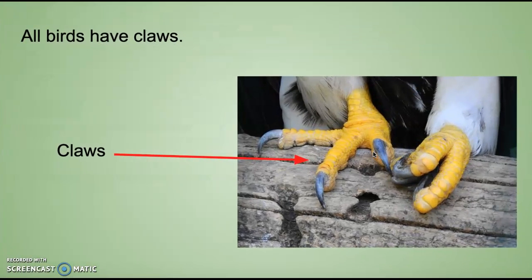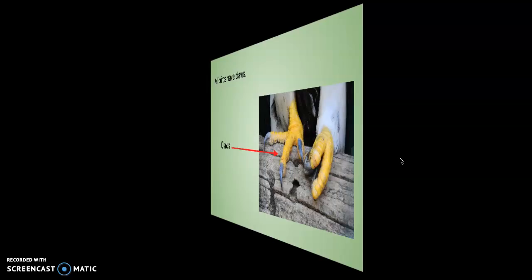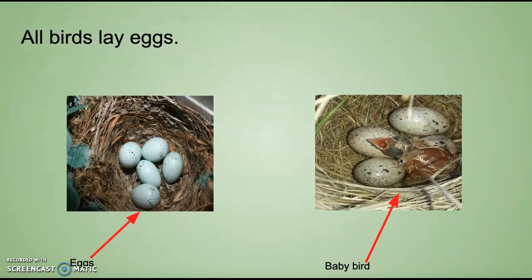All birds have claws. Birds use their claws for protection. Here we see the claws of this bird. All birds lay eggs. The eggs produce more baby birds. Here we see the eggs, and then in this picture we see a baby bird being hatched.